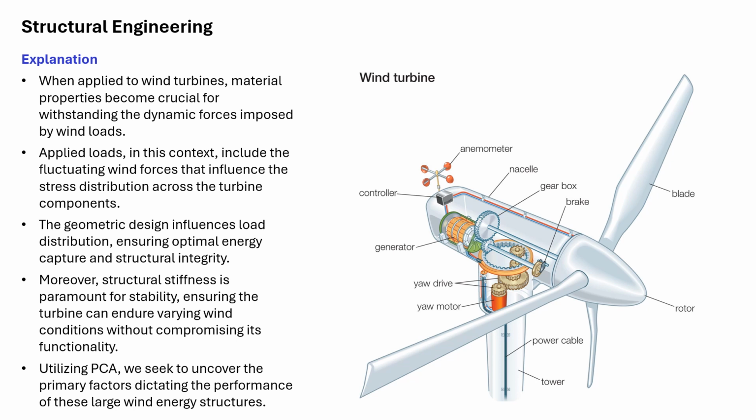wind loads. Applied loads, in this context, include the fluctuating wind forces that influence the stress distribution across the turbine components. The geometric design influences load distribution, ensuring optimal energy capture and structural integrity. Moreover, structural stiffness is paramount for stability, ensuring the turbine can endure varying wind conditions without compromising its functionality. Utilizing PCA, we seek to uncover the primary factors dictating the performance of these large wind energy structures.